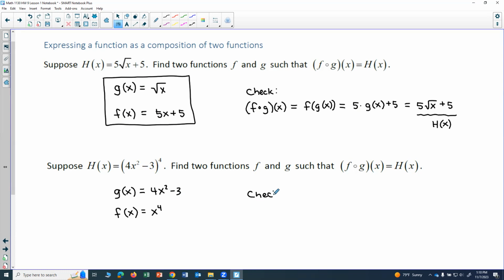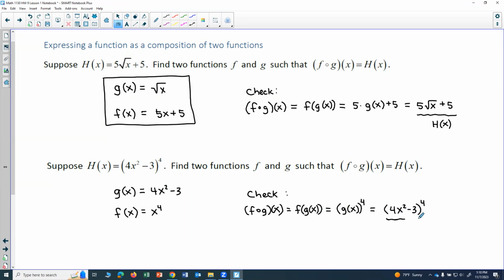Let's check that our composition works out. So I want to figure out f of g of x. So remember that's f with g of x plugged in. And my f function is x to the 4th, but instead of x, I'm going to write g of x. So g of x to the 4th power. But I identified g of x to be 4x squared minus 3. So I get 4x squared minus 3 all to the 4th power.